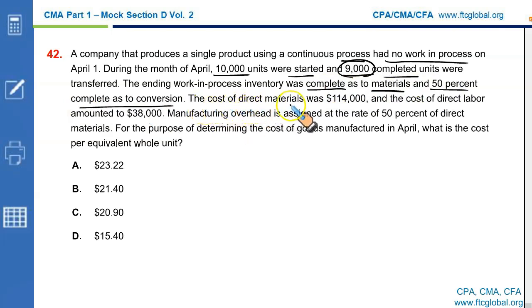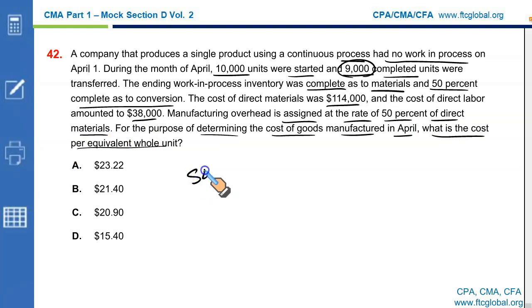The cost of direct material was 114,000. The cost of direct labor was 38,000. Manufacturing overhead is assigned at the rate of 50% of the direct materials. For the purpose of determining the cost of goods manufactured in April, what is the cost per equivalent whole unit?